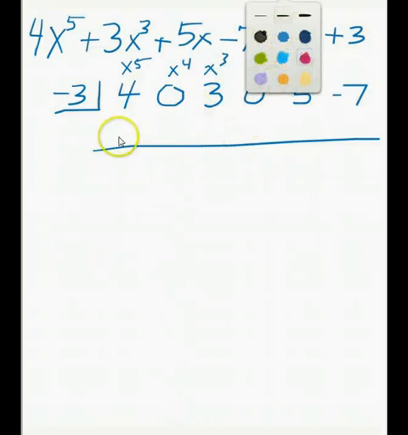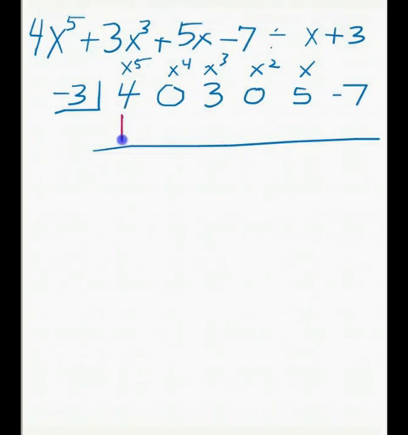Alright, so I bring down the 4. Okay, then I do negative 3 times 4, which is negative 12. Add down, that's negative 12. Negative 12 times negative 3 is 36. Wow, these are getting big. My answer is going to be 39. I may not be able to do this. It's going to be too big. Alright, negative 3 times 39 is negative 117. This thing is going to be huge.